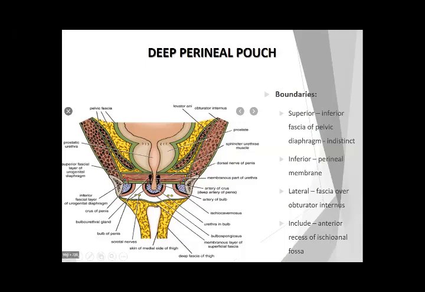Laterally, ये obturator internus है, ठीक है, ये pelvic levator ani है. So laterally, it is bounded by the fascia covering the obturator internus. ये green में जो है, this is the fascia covering the obturator internus. So laterally, it is bounded by fascia covering the obturator internus. Okay? And of course, in both the genders, it includes the anterior recesses of the ischioanal fossa.